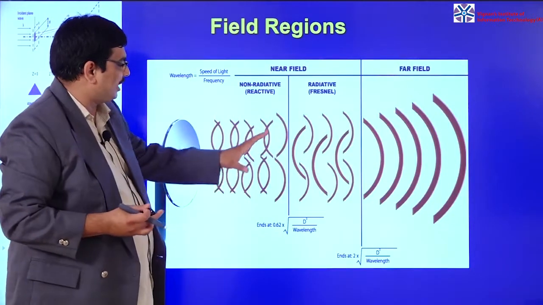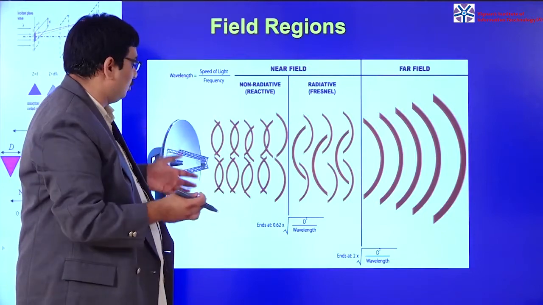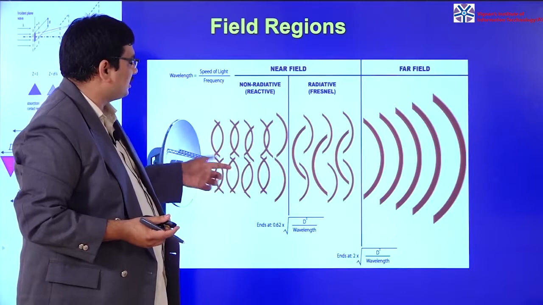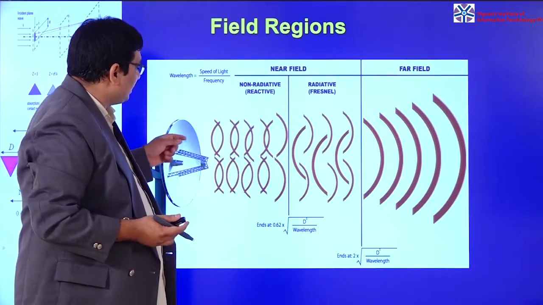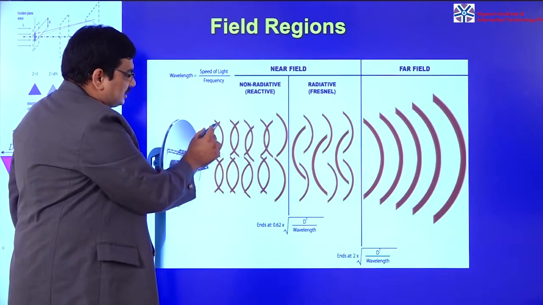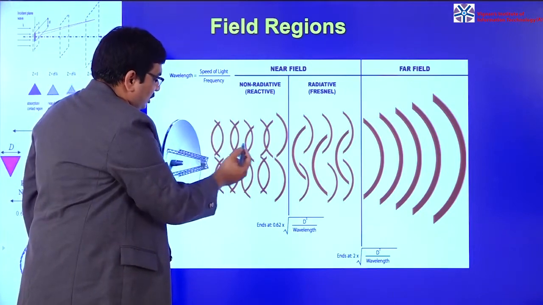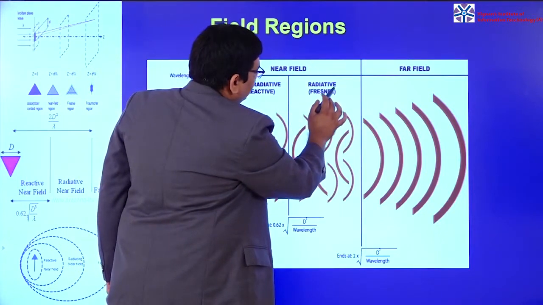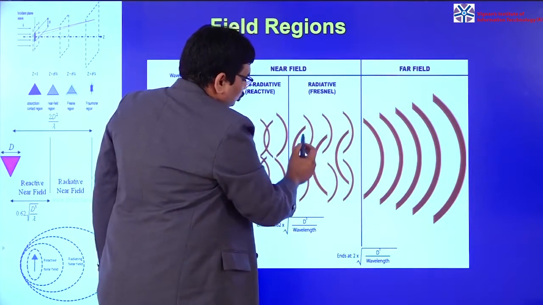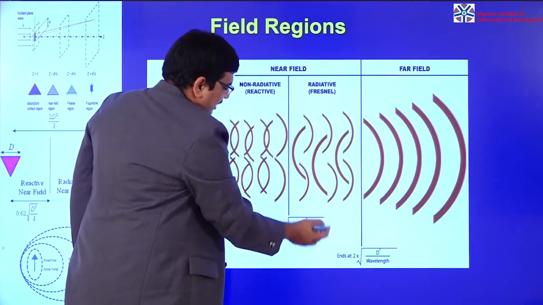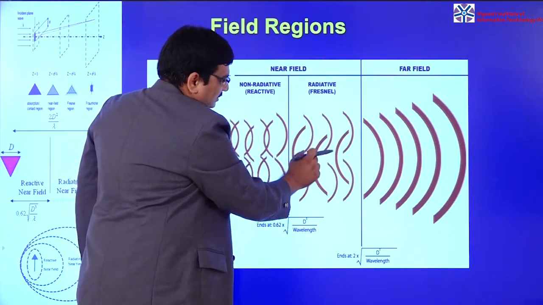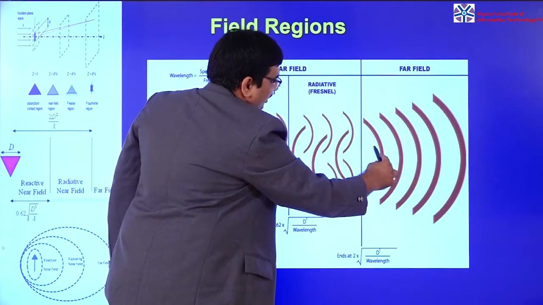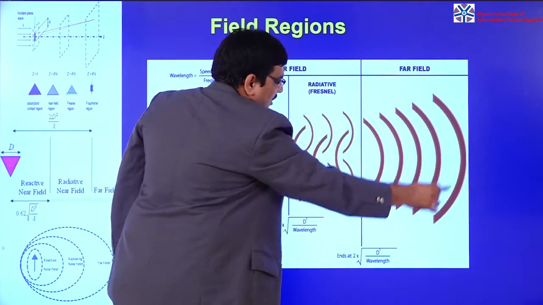So this is how the radiation will occur. This is the non-radiative reactive region. Here your antenna is coupled with the field, that's why these couplings are there. Once you reach the radiative Fresnel region, the coupling between your antenna and the zone is somewhat less. In the far field region, the coupling is totally vanished and you get the pure transmitted signal.